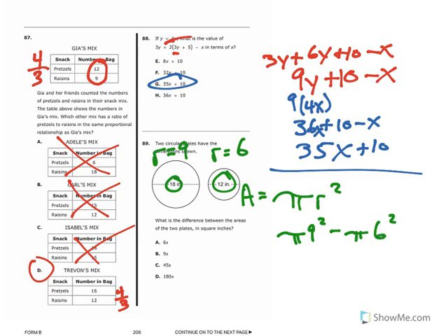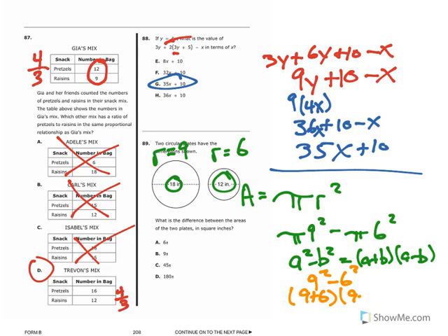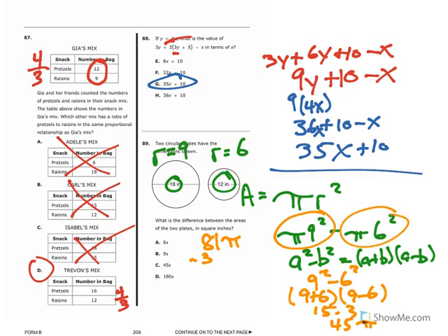So if you want to be savvy, like one of the other videos, we can use difference of two squares, right? So a squared minus b squared is the sum times the difference. So 9 squared minus 6 squared is going to be 9 plus 6 times 9 minus 6, which is 15 times 3, which is going to be 45 pi. If that's too much, then you just do this, which gives you 81 pi, and you do this, which gives you 36 pi, and sure enough, subtracting them will give you our 45 pi.